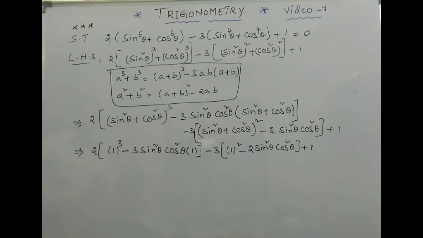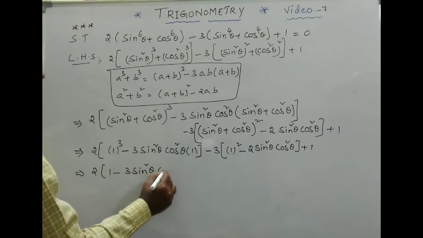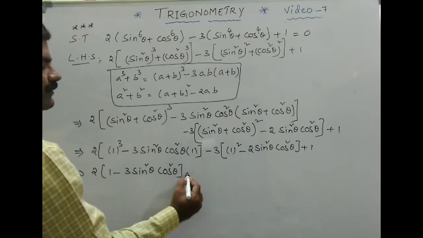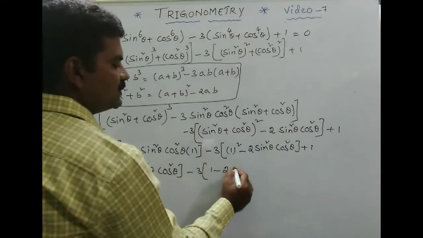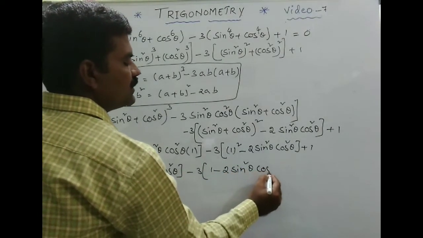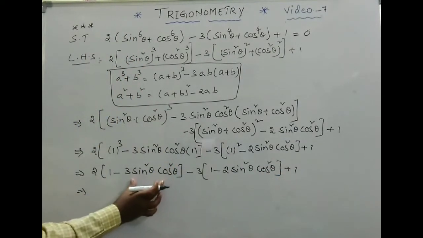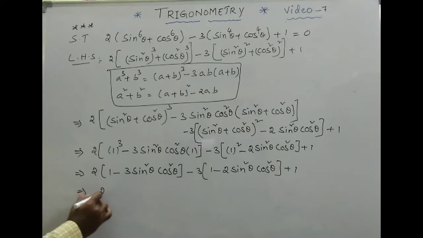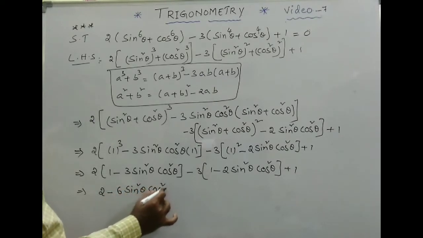Okay, fine. Now see, this is 2 into 1 minus 3 sine square theta into cos square theta minus 3 into 1 minus 2 sine square theta into cos square theta plus 1. So let us multiply this whole bracket with 2. 2 into 1, 2, minus 2 into 3, 6 sine square theta into cos square theta.